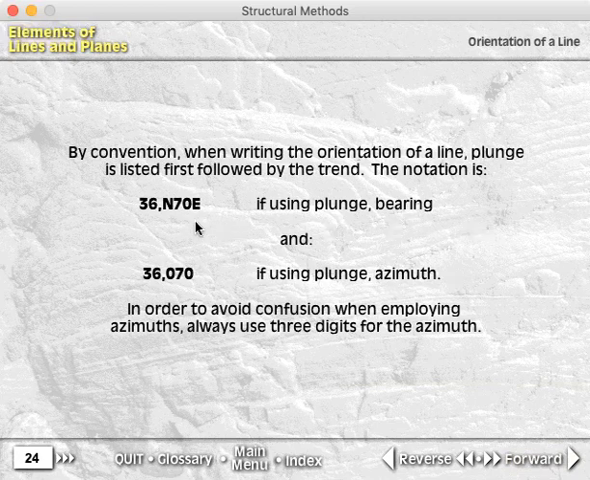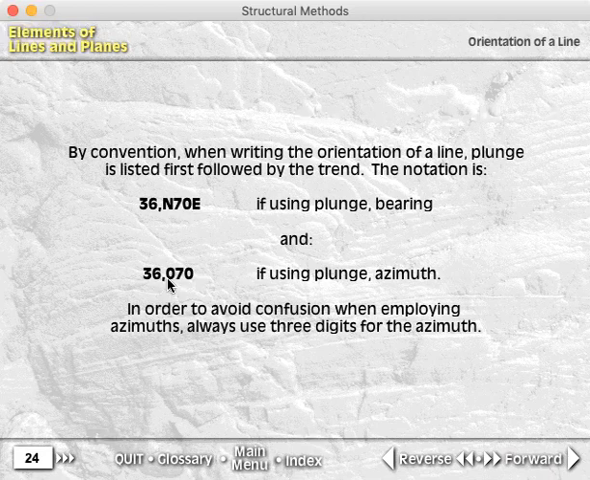Okay, so what I want you to remember here, and you need to write this down, put someplace in your memory, tattoo it on your hand. By convention, when writing the orientation of a line, plunge is listed first. So this angle of inclination is always first, followed by the trend or the direction of the line. In this case, we're using a quadrant method or a bearing method. So we have a plunge of 36 degrees north 70 east. If we use the azimuth method, we have the same plunge angle, 36 degrees, but now we're just recording azimuth as 070. Key thing is the azimuth is always reported in 3 digits.